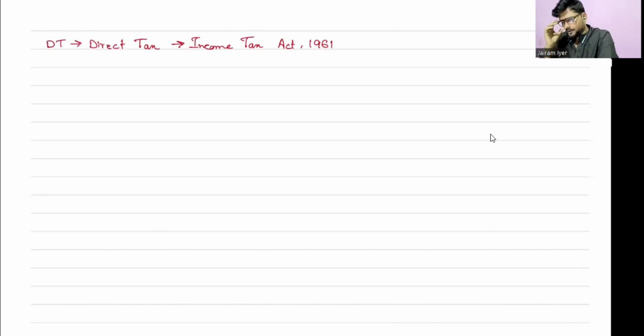Whenever we talk about tax, what do you understand by the word tax? In layman's language, what do you get from the word tax? आप लोगों को क्या लगता है टैक्स क्या होता है? It's a kind of liability. Okay, so tax is nothing but a compulsory payment to the government.